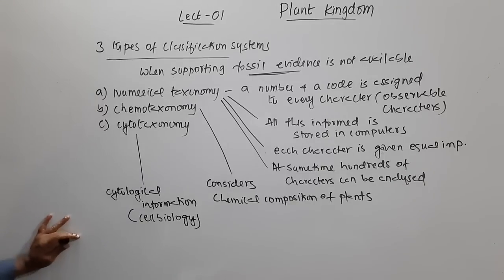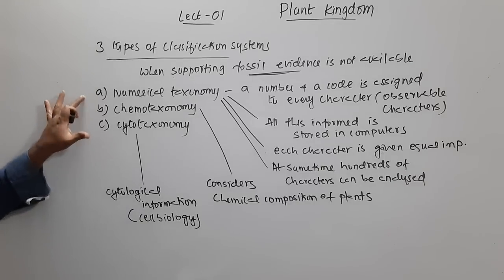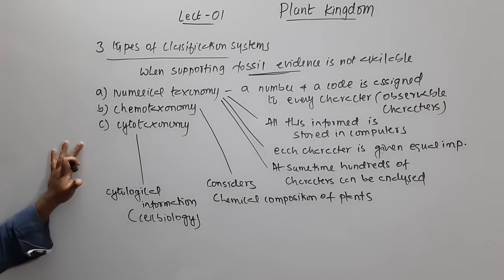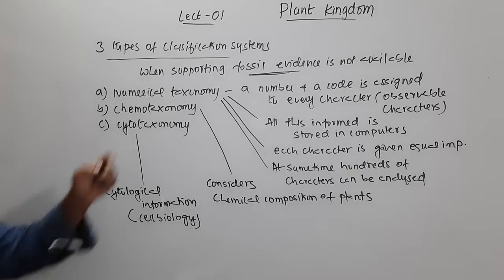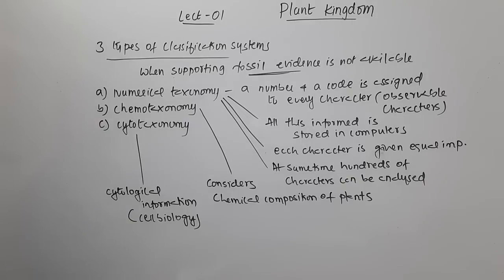So these are the three modes of taxonomy that will be used if no supporting evidence is available. So that is about the types of classification systems we have seen.